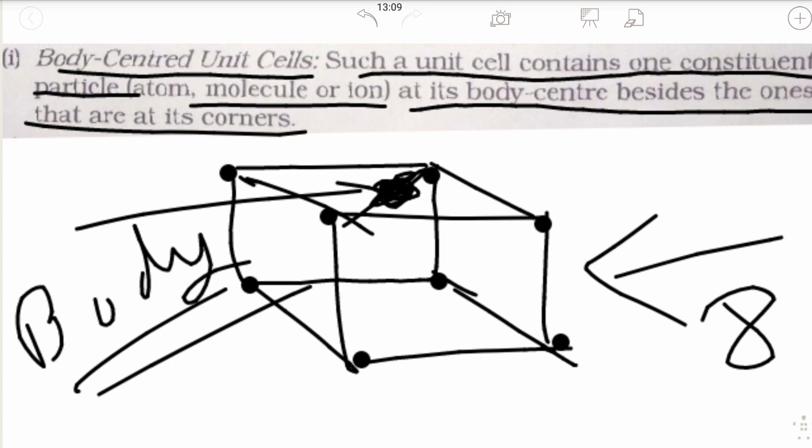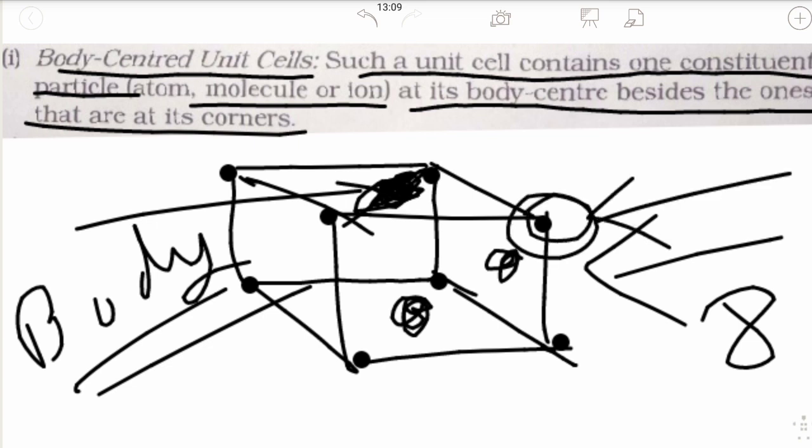When the unit cell contains the lattice point at its body center, it can be here, at the center of the body, besides at the corners. It is called a body centered unit cell.